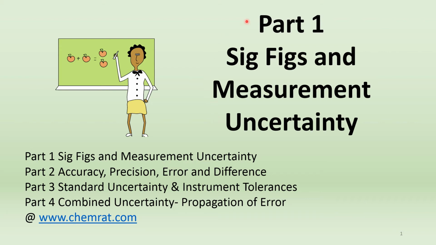This is part one of a four-part video set. Part two deals with accuracy, precision, error, and percent difference. Part three deals with standard uncertainty and instrument tolerances. And part four deals with combined uncertainty, also known as the propagation of error.